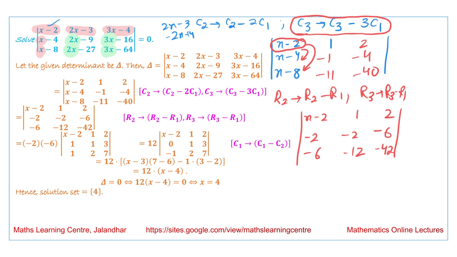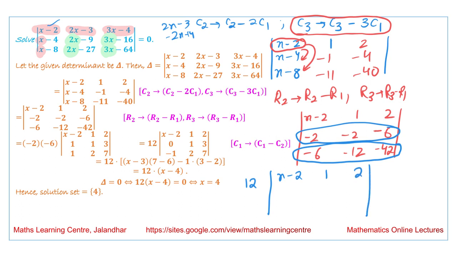Now with the help of this term, if we look at this term and this term, we can take 2 and 6 common. So we are writing 12 common. So what we get is x minus 2, 1, 2. We are taking minus 2 and minus 6 common, so we are left with 1, 1 and 3. And over here we are left with 1, 2 and 7. Now with the help of this one, we are going to make this 0. So we are going to perform the operation that row 3 approaches row 3 minus row 2.